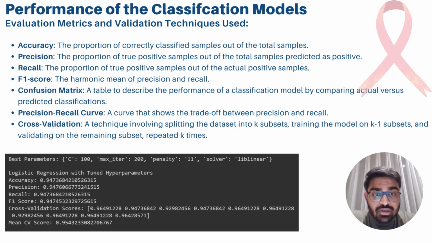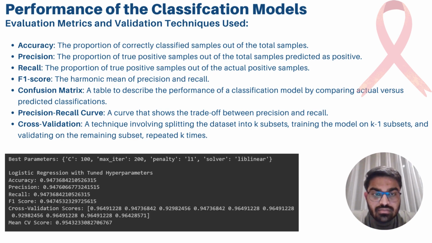Also, we have made confusion matrices, which is a 2 by 2 matrix, which has the values for the predicted positives, the actual positives, the predicted negatives, and the actual negatives. We have also made precision recall curves for each model across our two datasets, because they show the trade off between precision and recall and how well the model is classifying the data as malignant or benign. And lastly, we used cross validation, which is a technique involving splitting the datasets into k subsets.